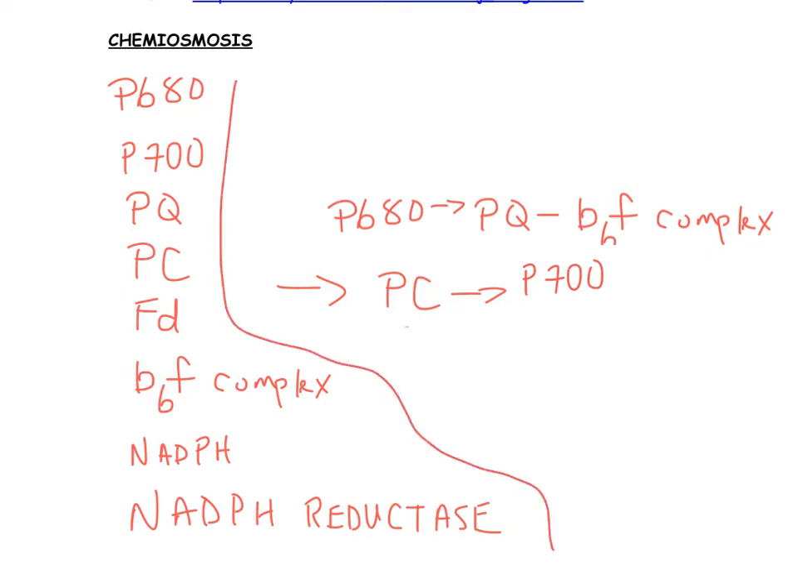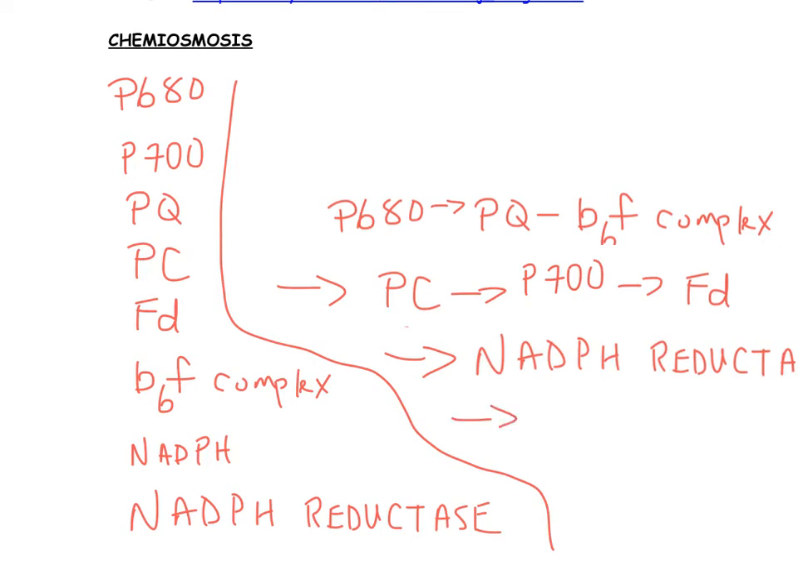So then once we fill the hole in P700, where is that electron going? Well, that electron is being transferred to ferredoxin, which we've simplified as FD. FD then transfers its electron to NADPH reductase, which, as you can tell from its name, is an enzyme. And finally, in my list, the only thing left is NADPH. So there we have it. I'm hoping you did okay with the sequence of events.